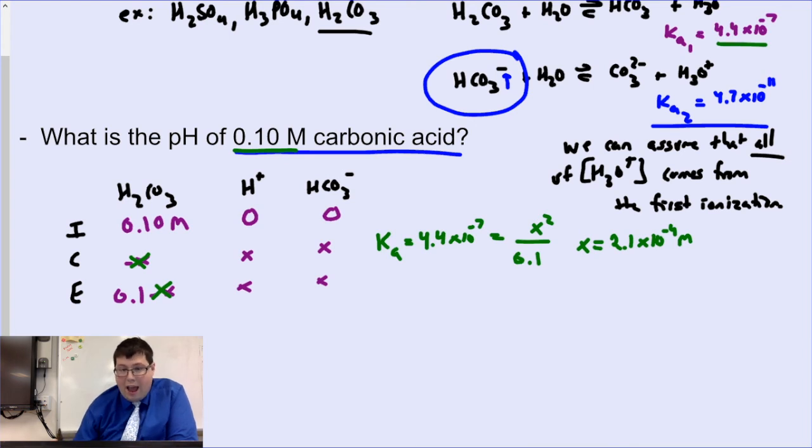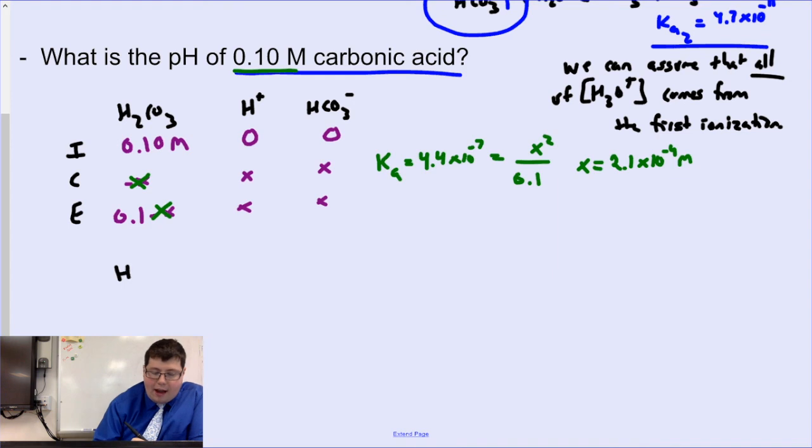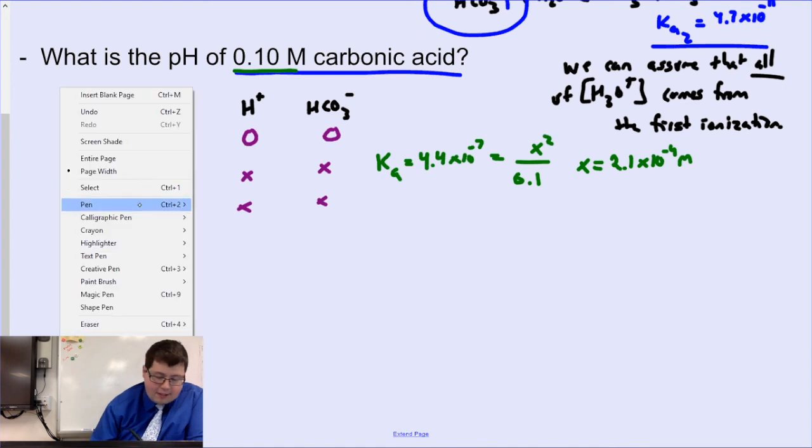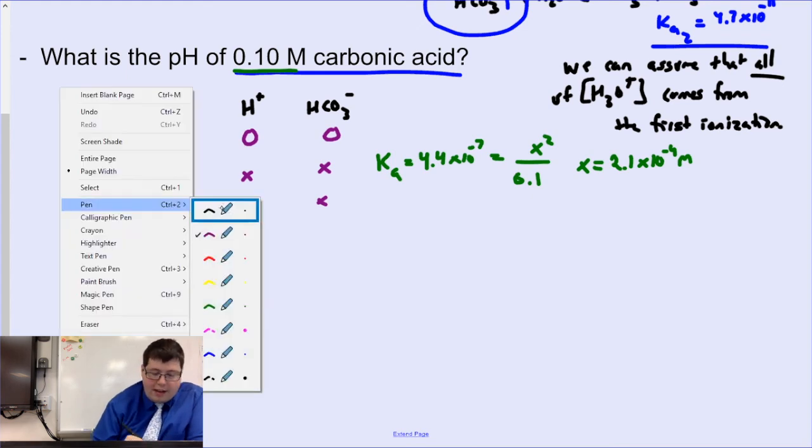Now, like I said, we could go ahead and assume that this is where the pH comes from because we can assume that all H3O plus is basically from the first ionization because this equilibrium constant is so much smaller than the other. But let's say we didn't want to assume that. Let's try to prove that that doesn't matter. So to do that, we would set up a second ice table, realizing that I know the concentration of HCO3 minus initially. I know that after this ionization, I'm going to get 2.1 times 10 to the minus 4th amount of x. And so I can plug in 2.1 times 10 to the minus 4th as my initial concentration of HCO3 minus.